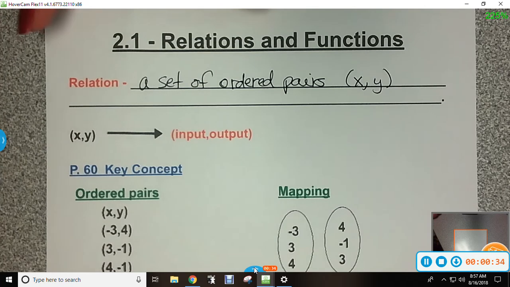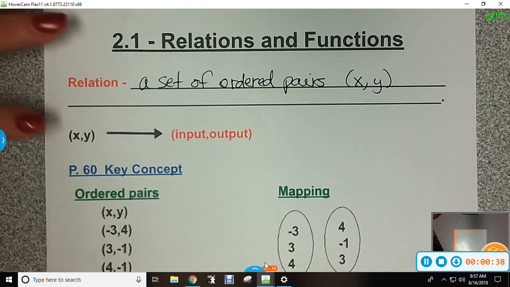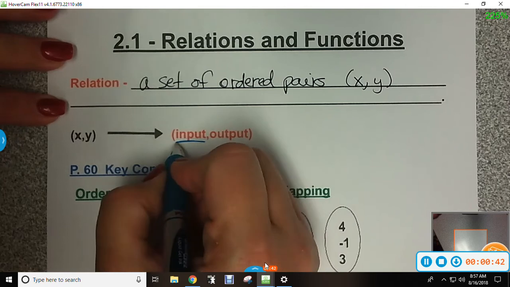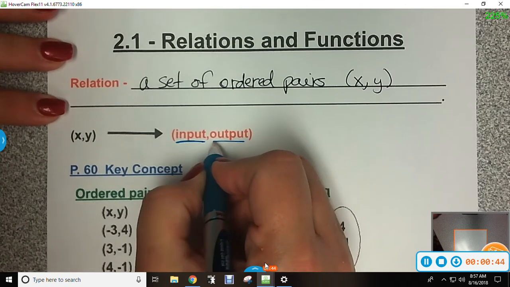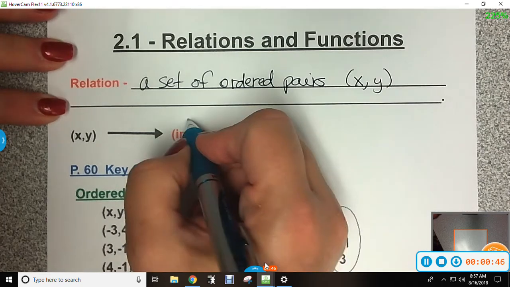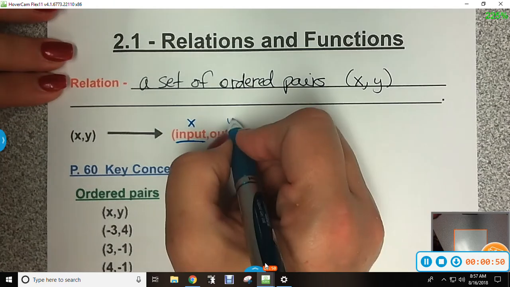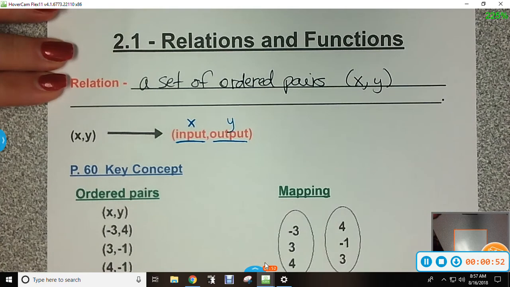And some new terminology we need to start using this year. Yes, your ordered pair is x, y, but it is also input, comma, output. So your x's are your input values and your y's are the output values.